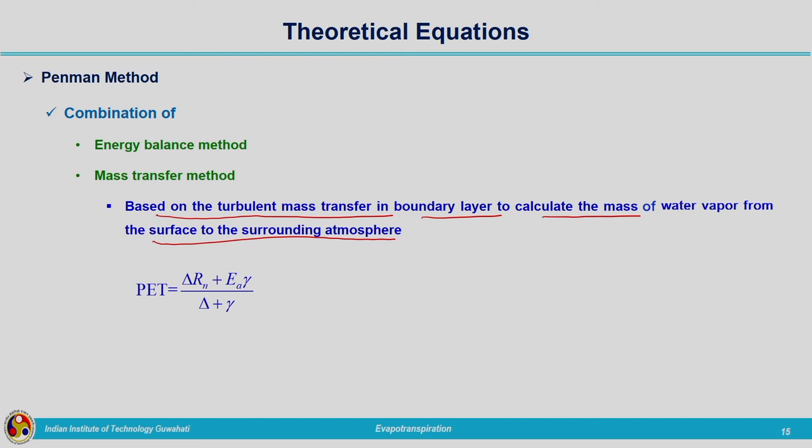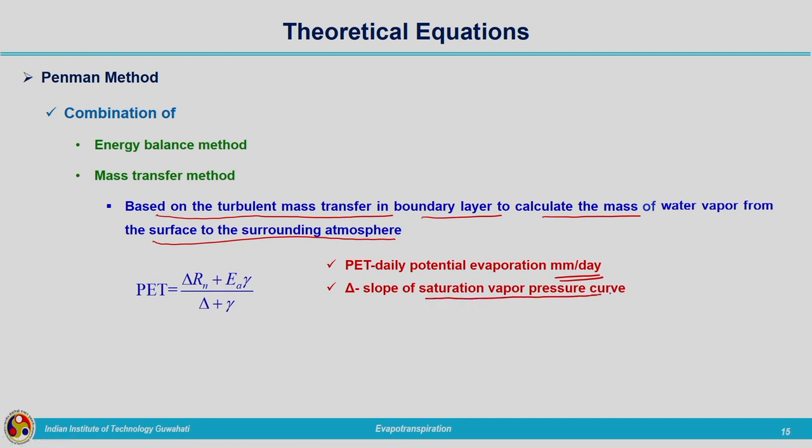Let us see the expression corresponding to this equation. PET, potential evapotranspiration based on the Penman equation, is given by delta Rn plus Ea gamma divided by delta plus gamma. The different terms present in this equation are very much familiar to us. The same terms which are seen in the case of evaporation are also used here in the case of evapotranspiration. So, let us see one by one. PET is nothing but the daily potential evaporation in millimeters per day, and delta is the slope of the saturation vapor pressure curve that we have seen. We have an empirical relationship relating saturation vapor pressure and temperature, and a curve is also known to us. So, the slope of that particular curve represents the value of delta.